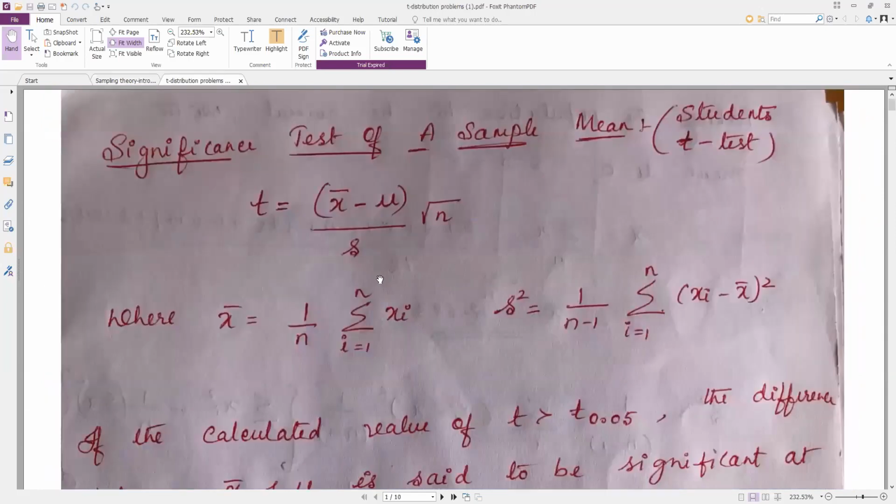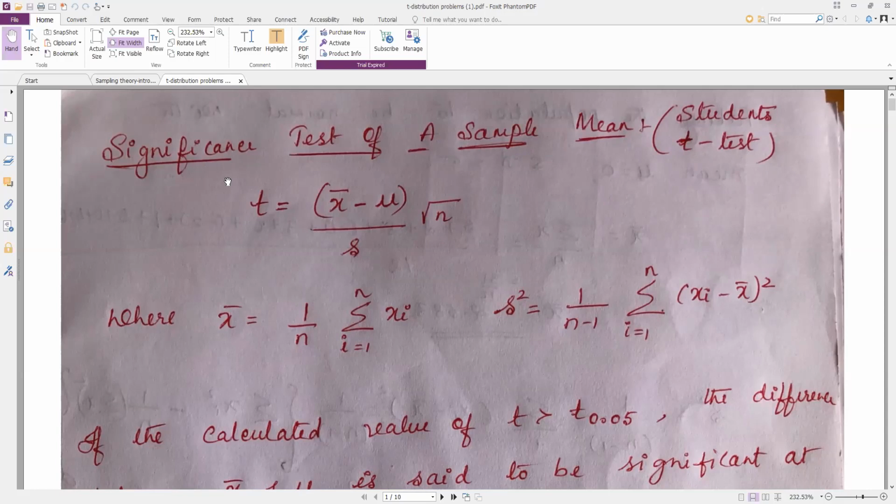Now today we are seeing the problems under Student's t-distribution, or it is also called Student's t-test. Student is a scientist's name. He has given this test, so that test is called the Student t-test. And remember that the t-test will be used for small samples.